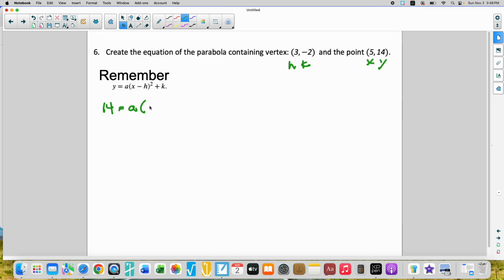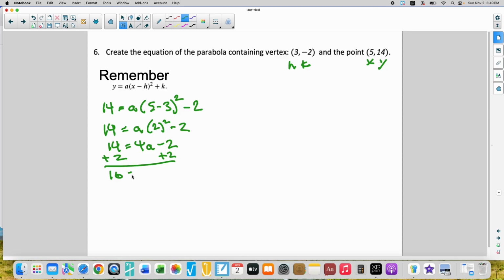A times the quantity x minus h squared plus k. Sorry, getting tired. 14 equals a times the quantity 5 minus 3 squared, minus 2. And we get 14 equals a times 2 squared, minus 2. 14 equals 4a minus 2, add 2. 16 equals 4a, divide by 4. 4 equals a.